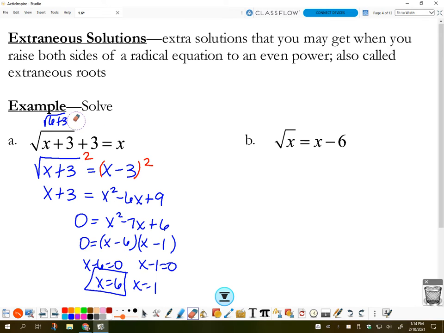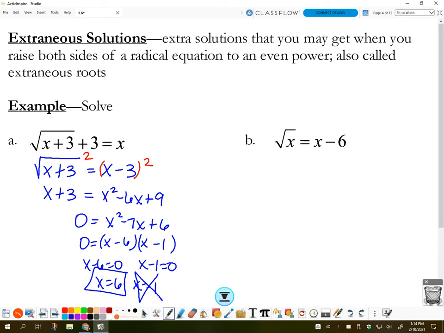Alright, so now mentally again, or you can write it out on your paper, whichever. For 1, we want to say that 1 plus 3, take the square root, plus 3 gives me 1. Well, 1 plus 3 is 4. The square root of 4 is 2. 2 plus 3 is definitely not 1. This is not going to work. So D is garbage. 6 is the only answer.